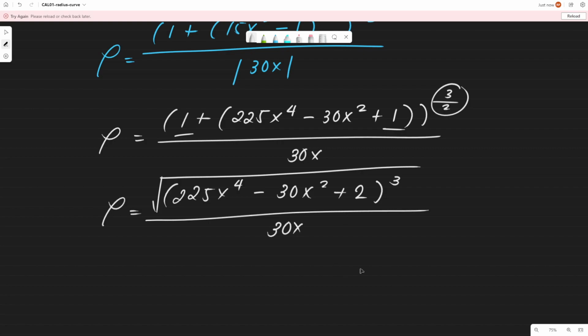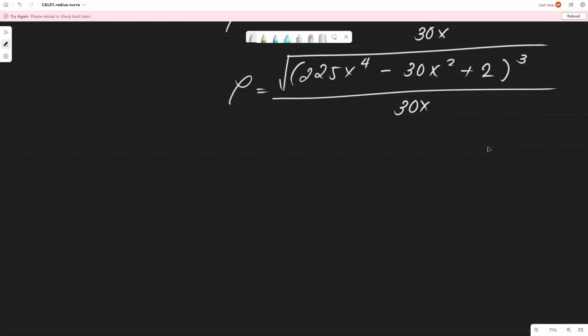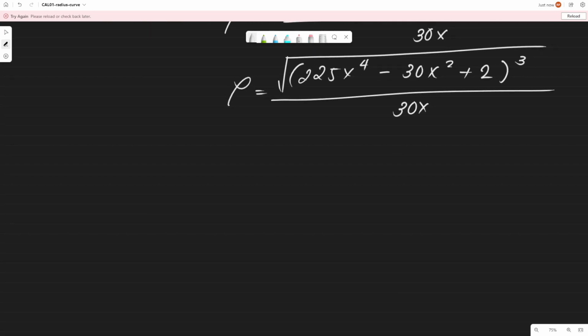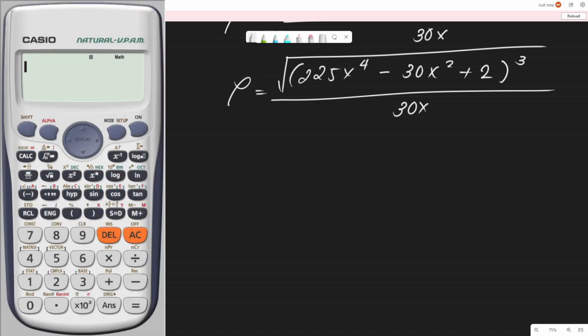Okay, so let's solve, no? Let's bring out our calculator. Ayan, so let's just type our equation here, no? So we have the square root of 225x to the fourth minus 30x squared plus 2 quantity cube. Okay, all over 30x. So just press calc. What's the value of x?